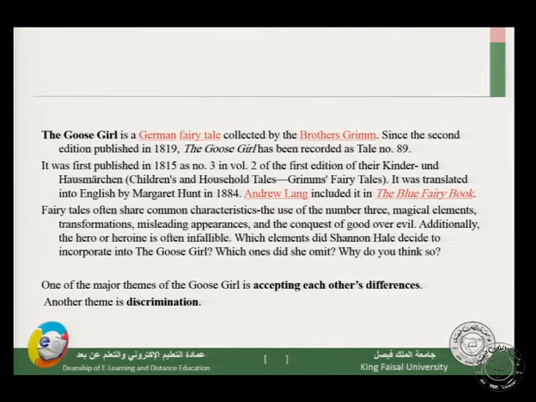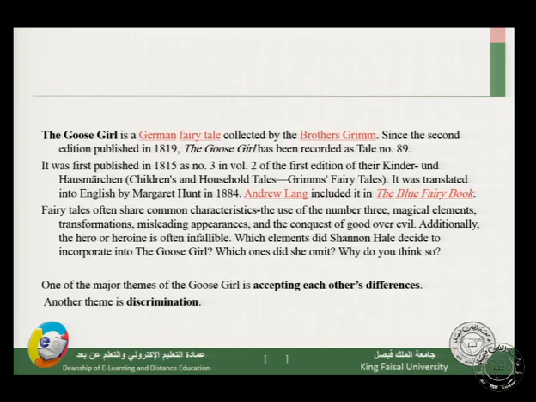Additionally, besides the other characteristics, the hero or heroine is often infallible. The hero or heroine always wins at the end.